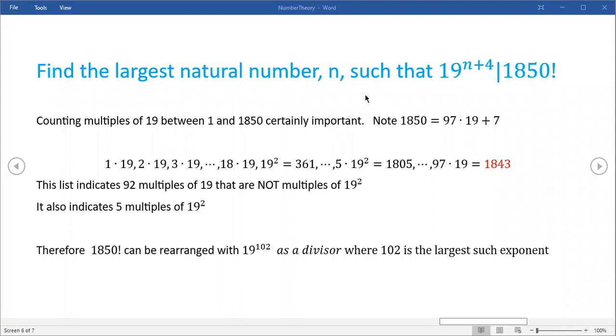Problem here, and it's mainly because these numbers are so large you really can't check them, to my knowledge. You just have to rely on knowledge and logic to try to get this to happen. But 1850 factorial is a number that's around 5,500 digits, so it's a very, very large number. And what we're searching for here is the largest n such that 19 raised to the n+4 is a divisor of 1850 factorial. And just a word on this notation right here.